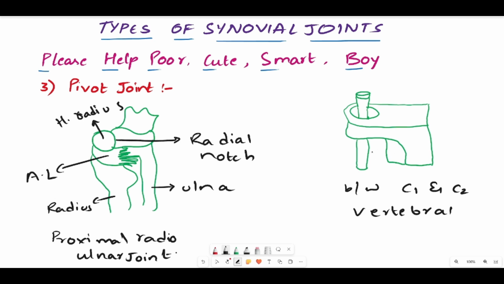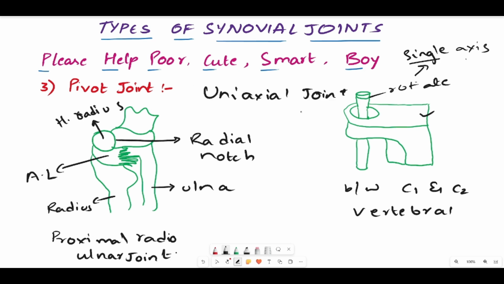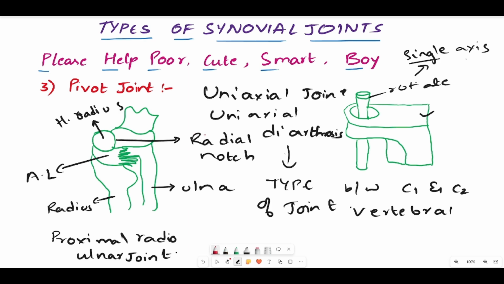Here we can see that it has a rounded portion and that is also enclosed with a ring. This bone will be rotating, that too in the single axis. So this bone will be rotating in the single axis, that too within the ring. When it is rotating in the single axis, that particular joint is functionally classified under the uniaxial joint. So it is also called the uniaxial diarthrosis. All these points you will include here.